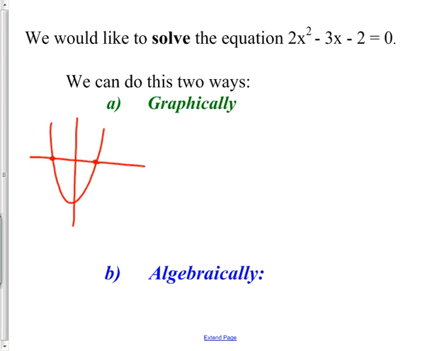So if I want to zero in on this point and I want to know exactly where it is, here's what you do. Everybody, find the second button, hit second, and then right above the trace button is the button that says calc, as in calculate. So you hit second, calculate.